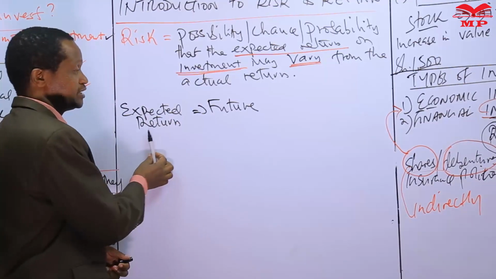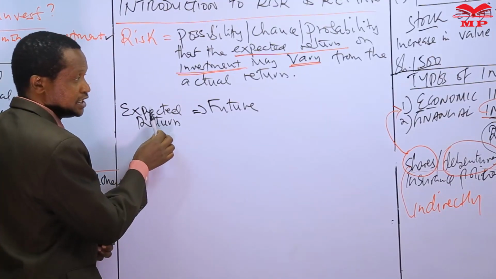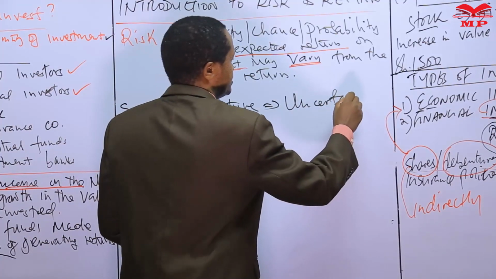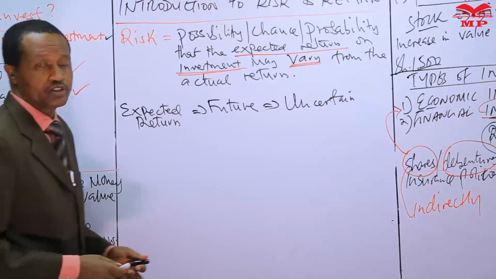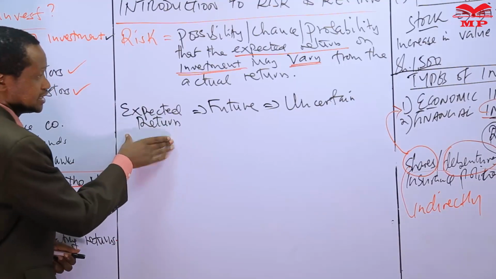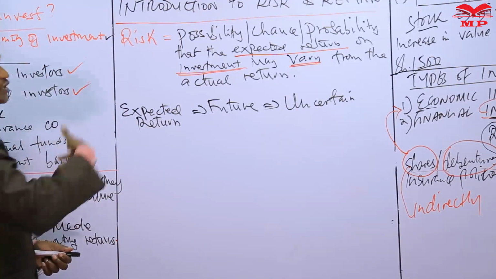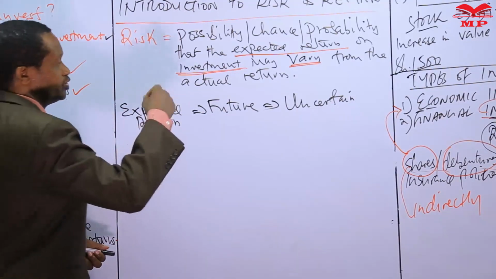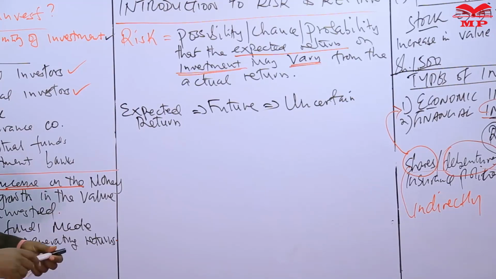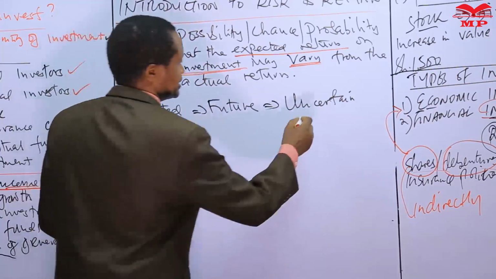This return is expected to be received in future. That's why we are calling it expected. And as you all know, the future is uncertain. The future may not be known. You may not be sure that the expected return will equal the actual return. What you receive in future will be the actual return that is realized. The actual return may differ, may vary from the expected return. Why? Because the future is uncertain.